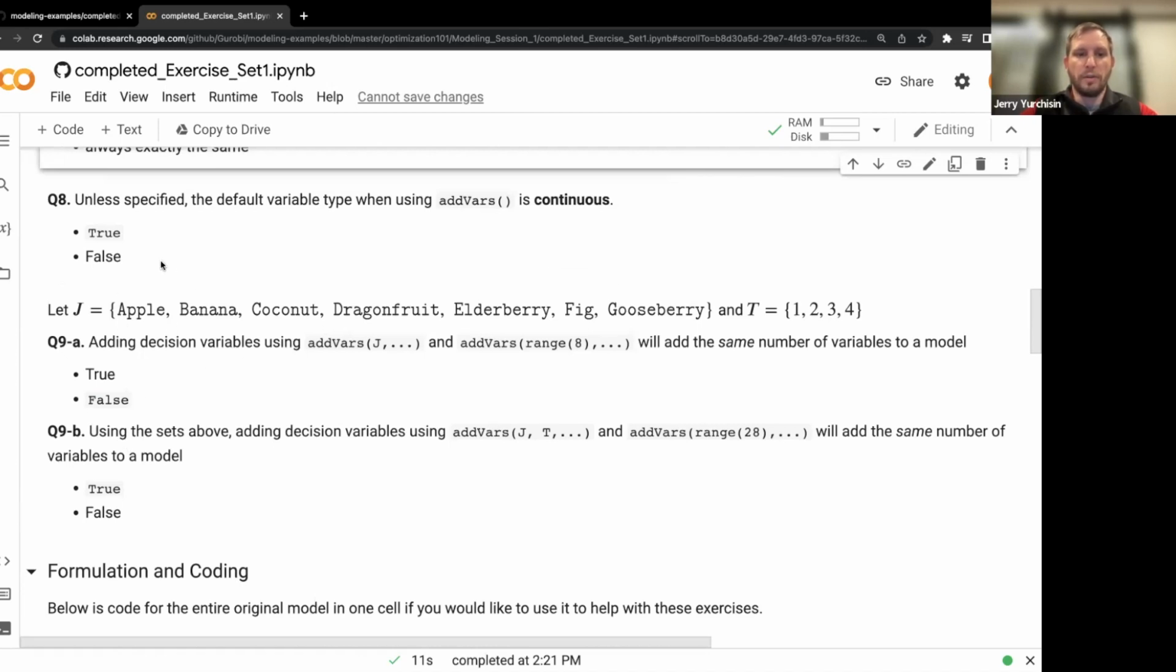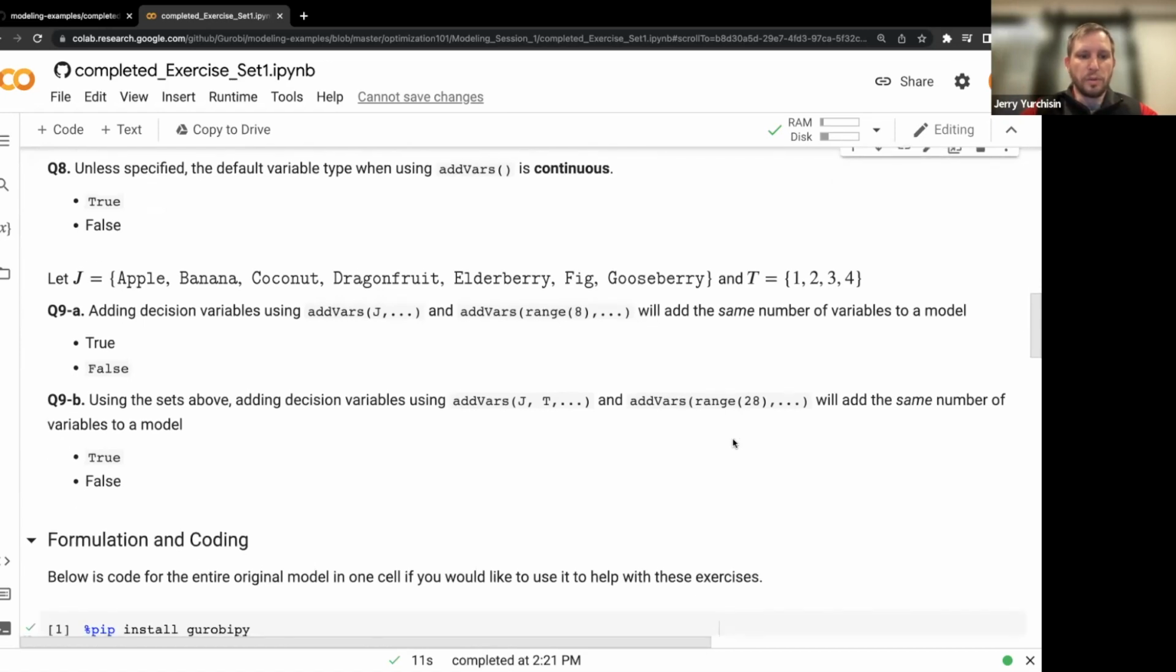If you do J, you'll add 1, 2, 3, 4, 5, 6, 7 variables. Using range 8, you'll add 8. And then lastly, using the sets above, if you addVars J and T, and then use addVars range 28, you'll add the same number of variables. That is true, because you'll add 7 times 4 is 28, and this is also 28. They won't have the same indexing or anything like that, but you will have the same number.